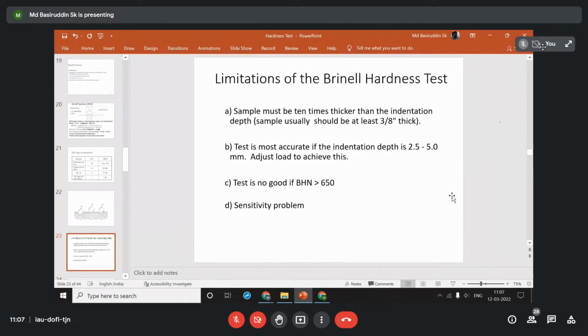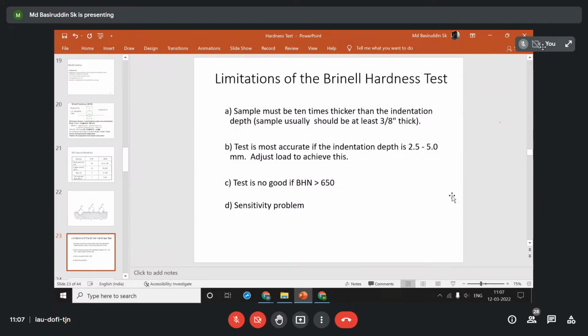Another thing you can think of: in the Brinell test, we are trying to measure the indentation diameter, that is small d, through the viewing screen. So when we measure the diameter of the indentations, the surface should be very smooth and very clear, such that we can correctly measure the small d values.